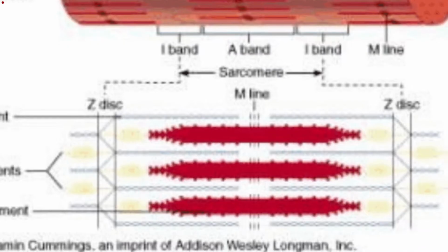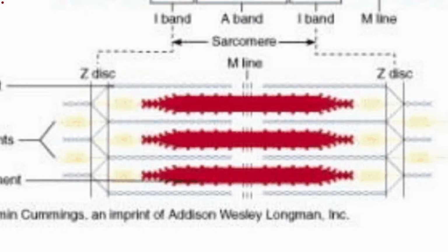And if we look at that up close, here is our myosin. The red represents myosin. I'm going to type in here. That's myosin. And then this is actin.